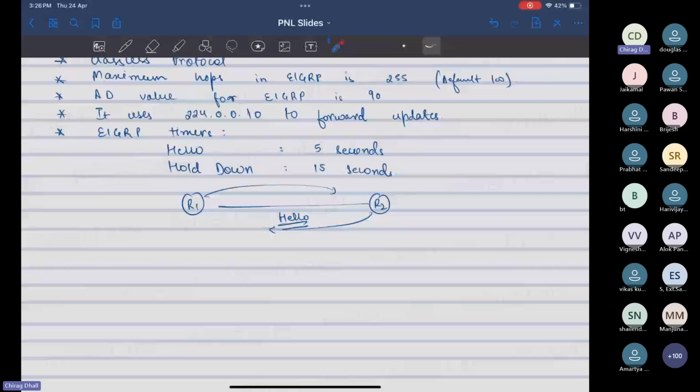But EIGRP comparatively is pretty fast. It takes the decision very quickly, tries to look for some alternative, and basically removes the information after completion of 15 seconds. Like after 15 seconds, it's simply gonna remove it. So no additional timer, no further waiting. It just waits for 15 seconds. If we receive no updates, we consider the neighborship as down and remove the information from the tables.